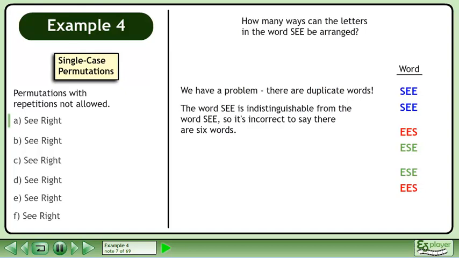We have a problem. There are duplicate words. The word SEE is indistinguishable from the word SEE, so it's incorrect to say there are 6 words. There are only 3 permutations of C: SEE, ESE, and EES.